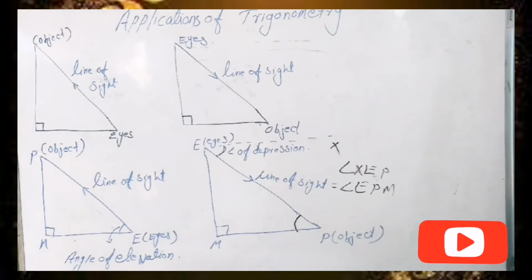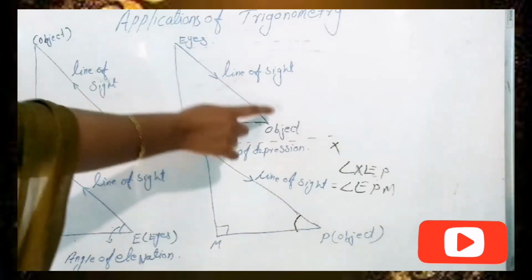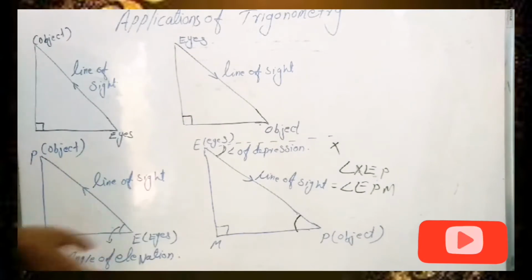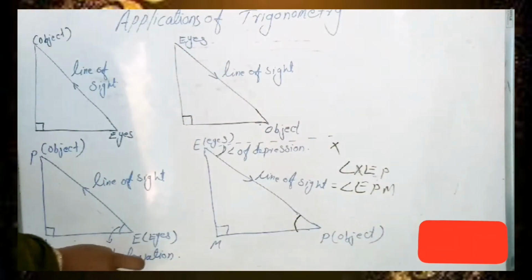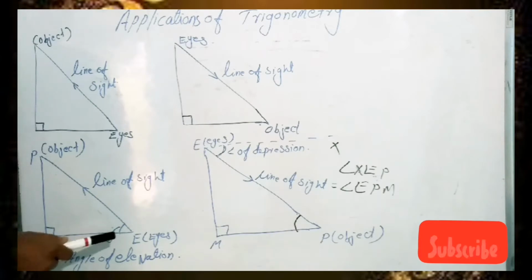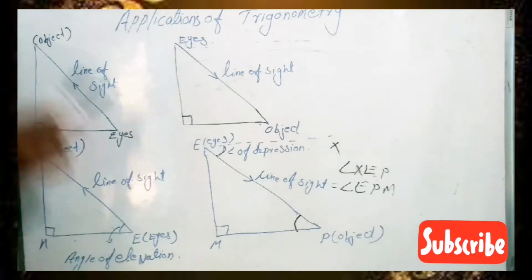So line of sight is the line drawn from the eyes of an observer to the object. We have two cases: if the object lies above the eye level, and if the object lies below the eye level. The second one is angle of elevation. We will have this angle if the object lies above the eye level. That angle is the angle between the line of sight and the horizontal line through the eye.